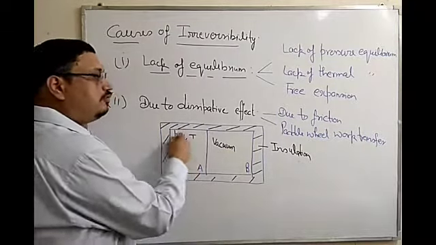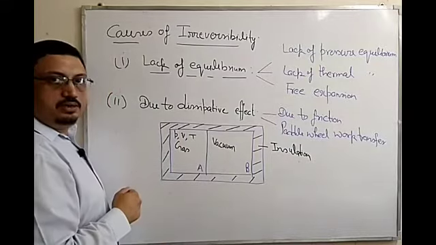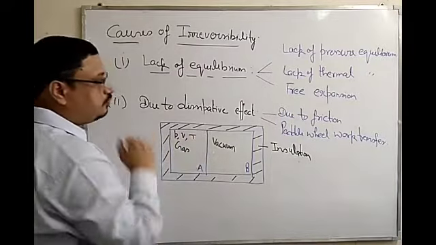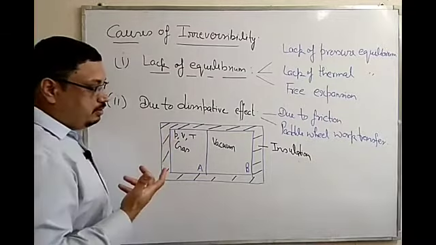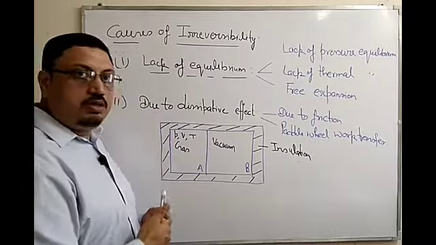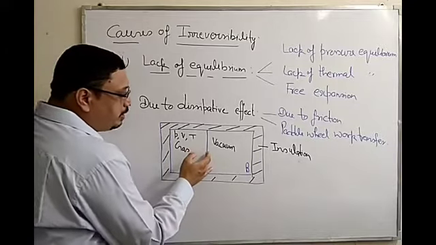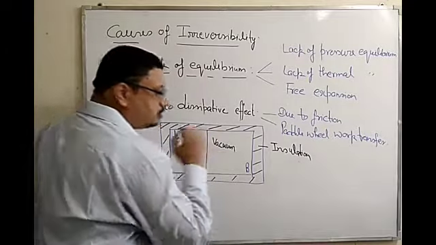That is why this is called free expansion or unrestrained expansion. So this is also one of the reasons of irreversibility, right? So we can try to make this process reversible. What will we do? We'll make a number of layers of this diaphragm here.